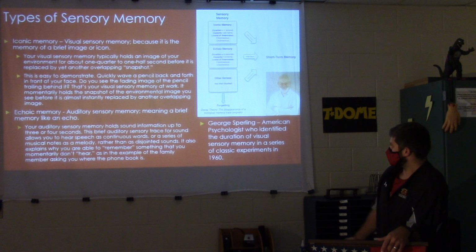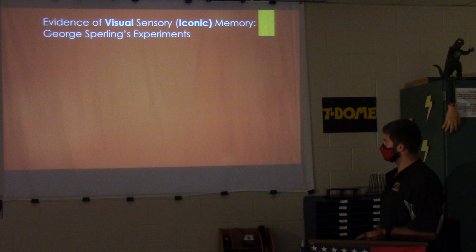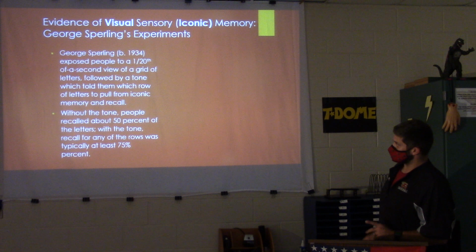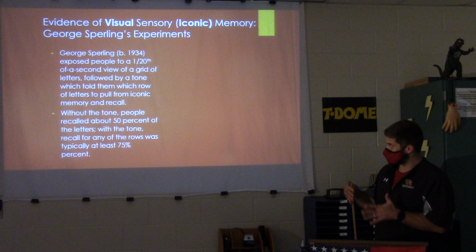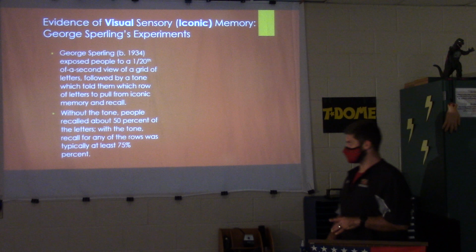So who studied this? A guy named George Sperling, an American psychologist who identified the duration of visual sensory memory in a series of classic experiments in 1960. So let's look at these experiments. George Sperling exposed people to a 1/20th of a second view of a grid of letters, followed by a tone which told them which row of letters to pull from iconic memory and recall. Without the tone, people recalled about 50% of the letters. With the tone, recall for any of the rows was typically at least 75%.